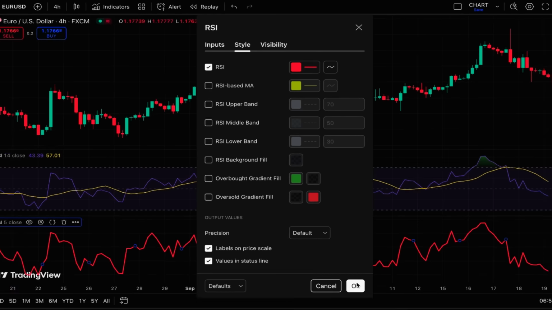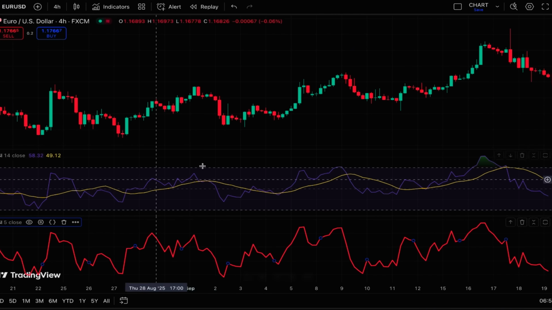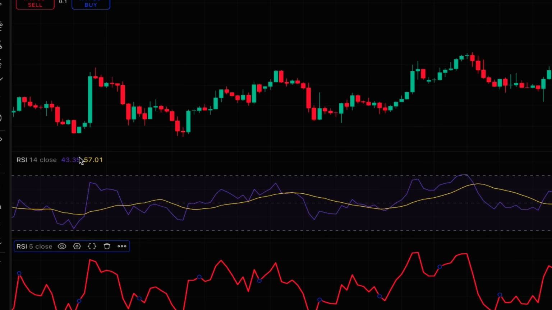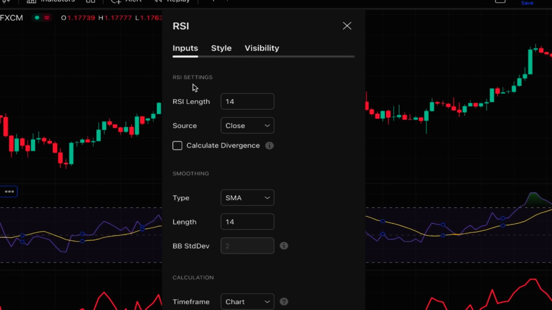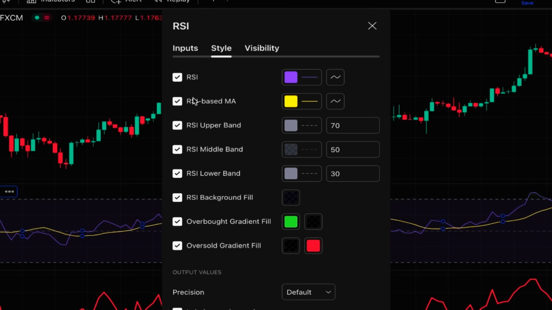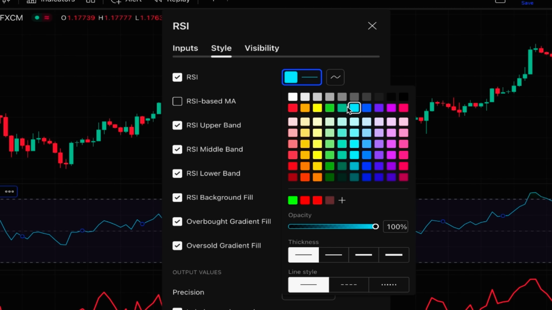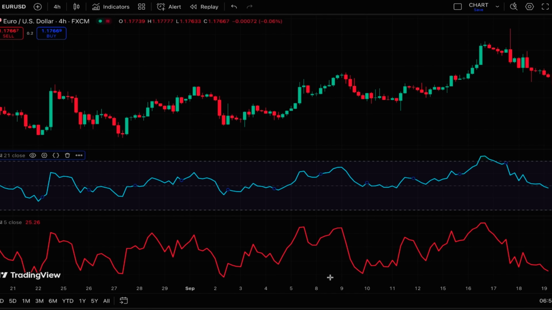Alright, we're done with the settings of the first RSI, and now for the second RSI, we go to the settings of the indicator, and first in the inputs tab, for RSI length, we set it at 21, and then in the style tab, we remove the moving average of the RSI line, and for the RSI line, we change the color to blue, and we also increase the thickness. Alright, we're done with the settings of the second RSI, and now we're gonna combine them.